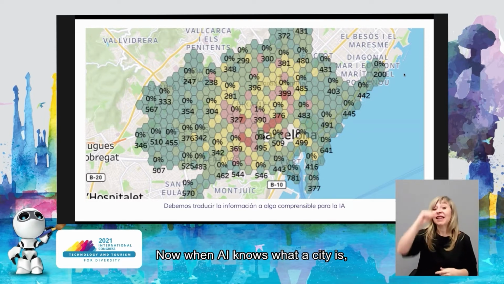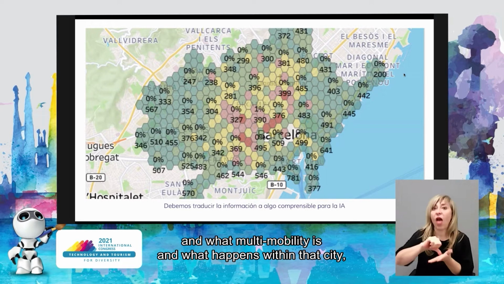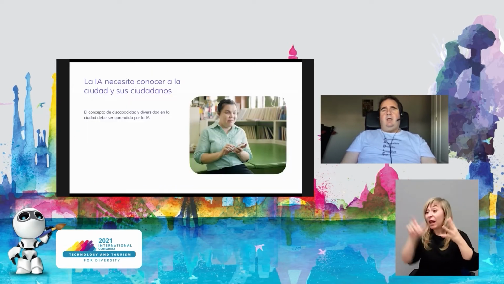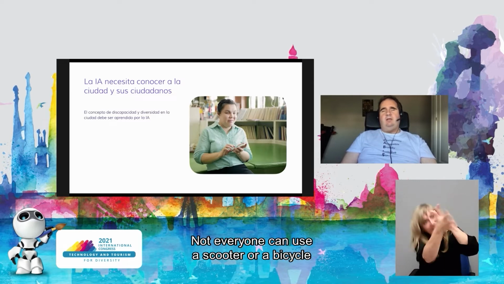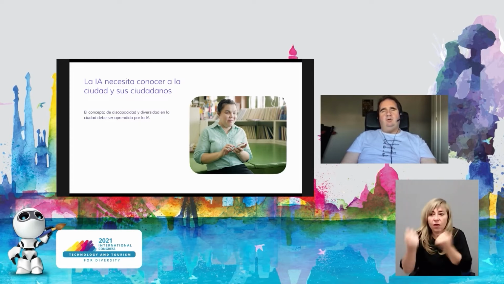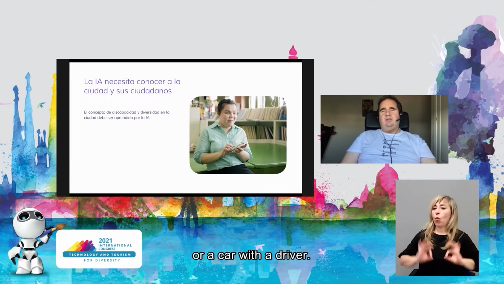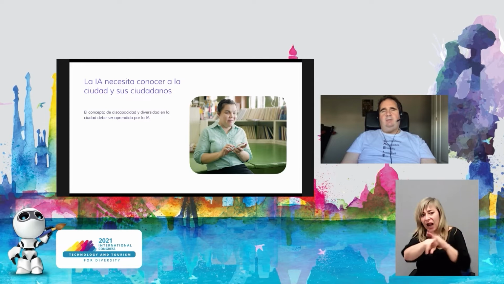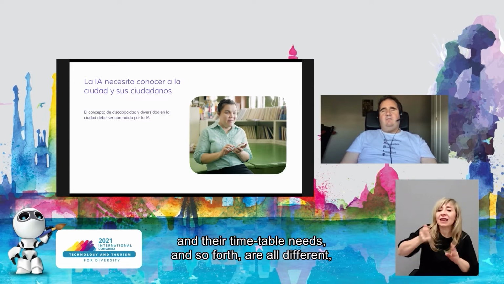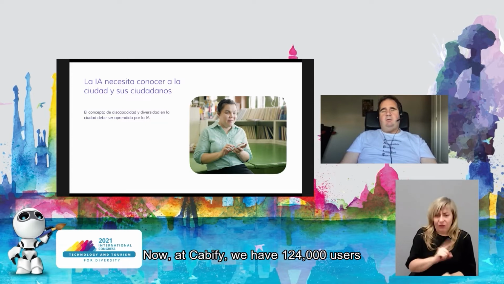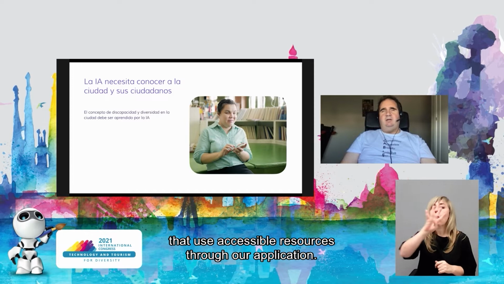Now, when artificial intelligence knows what a city is and what multi-mobility is and what happens within that city, we have to explain certain details about the people that need to use multi-mobility. People are diverse. Not everyone can use a scooter or a bicycle or car sharing or a car with a driver. Everyone has their profile and their timetable needs and so forth are all different. So transferring all of this information to artificial intelligence is a complicated task. Now, at Cabify, we have 124,000 users that use accessible resources through our application.